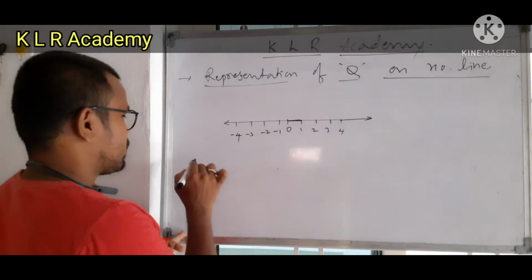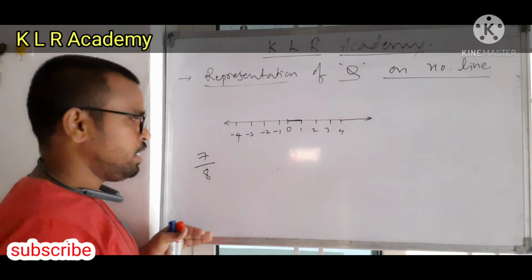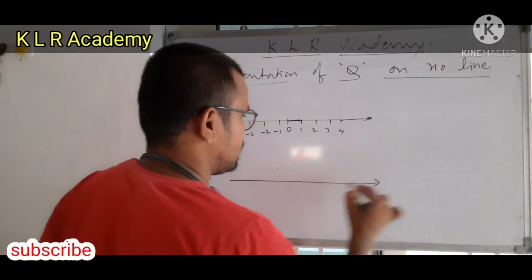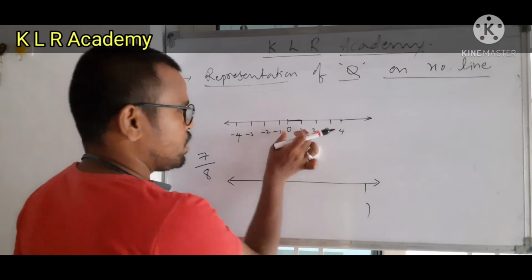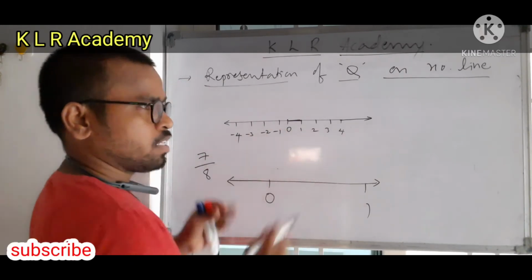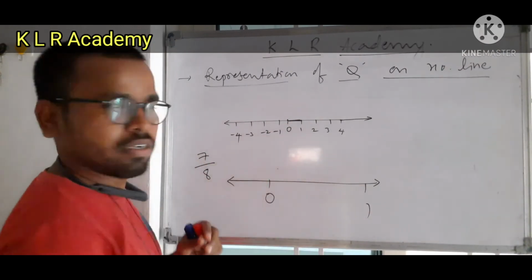One more proper fraction, 7 by 8. First, it is a proper fraction. So this is 0 and this is 1. This is the value I am maximizing. This range I am taking into a longer range.